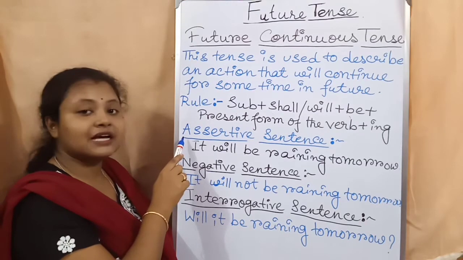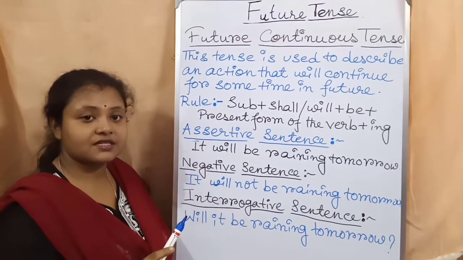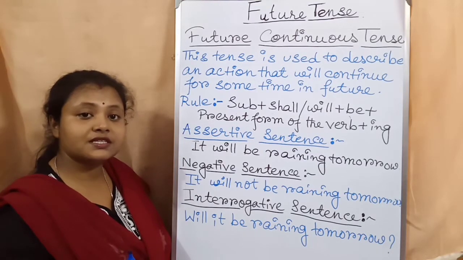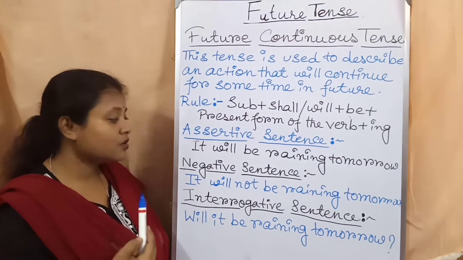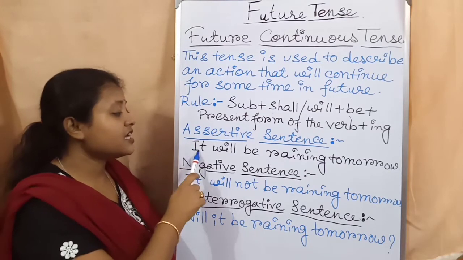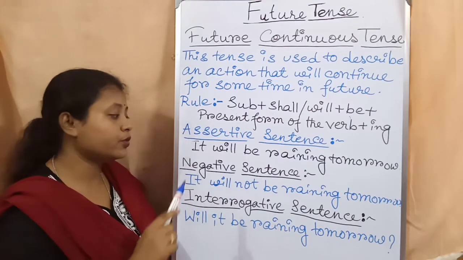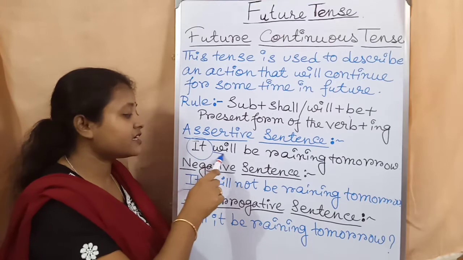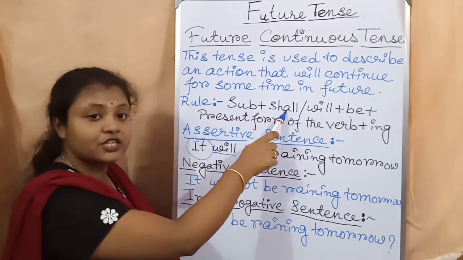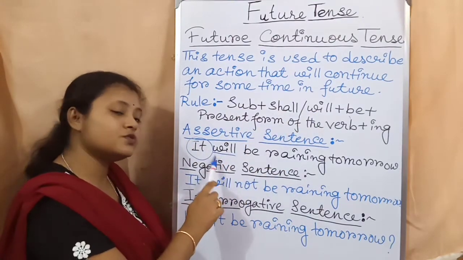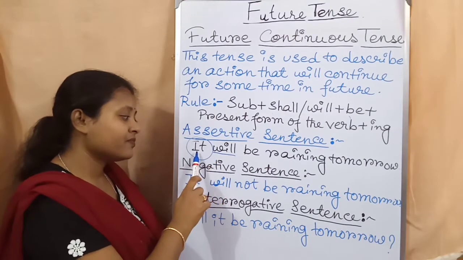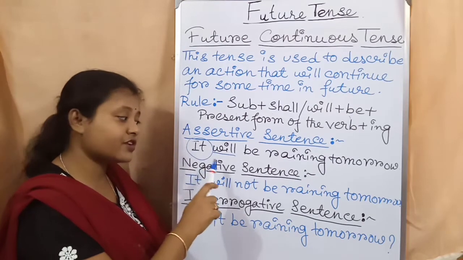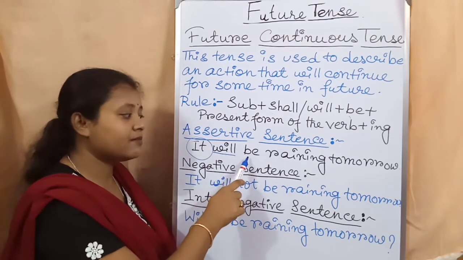Now, let's come to the assertive sentence. If I tell you to give me an example of future continuous tense in an assertive sentence, what will you write? You will write, it will be raining tomorrow. Here, it is the subject, students. After that, shall or will. I have used will because it is the third person. I told you that after the third person, you have to write will. So, will. After that, be.